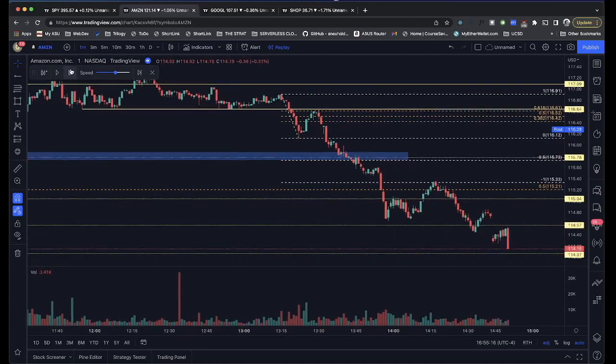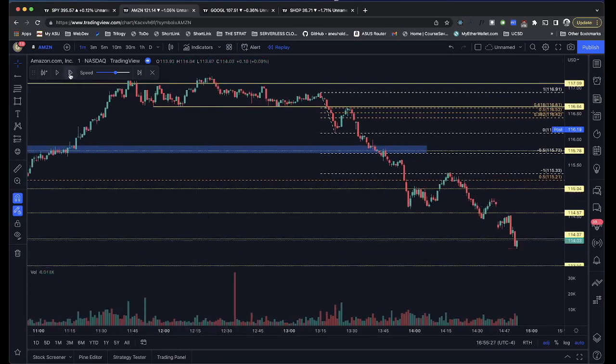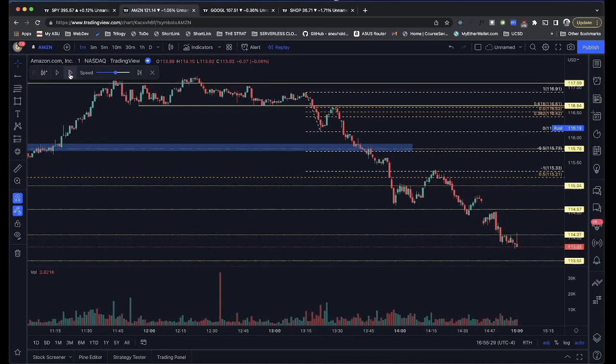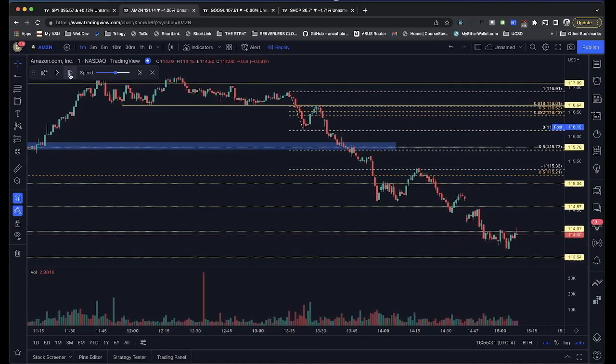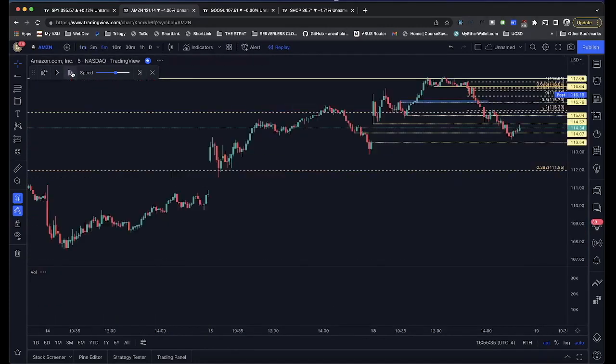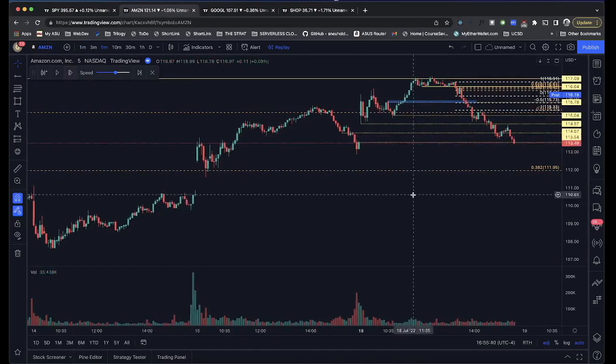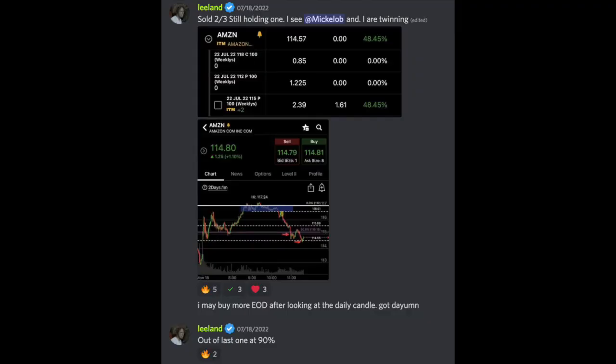Let's see. This is where I took profit for 90% total on the trade. So I was completely out before the gap filled, which it did eventually. Yeah, gap filled there. So yeah, that was that trade on Amazon.